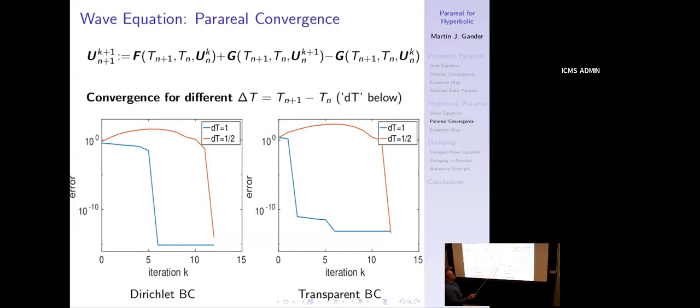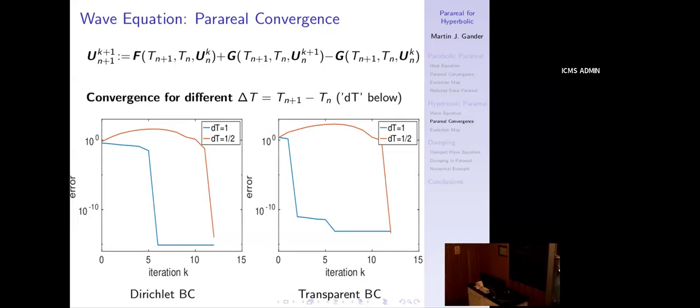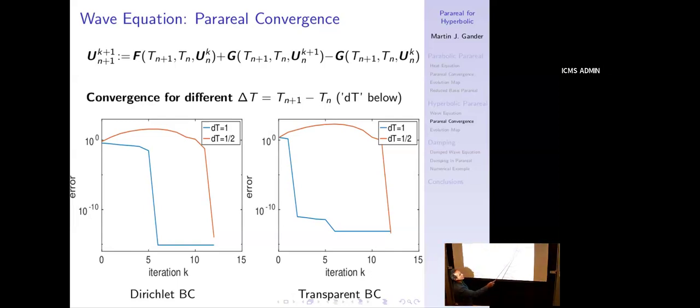And then with the transparent boundary conditions, it's very different. So bang, it goes down, and I have my solution. But if the time interval is shorter, it does not work. So why does it not work in this case? Why does it work in this case?